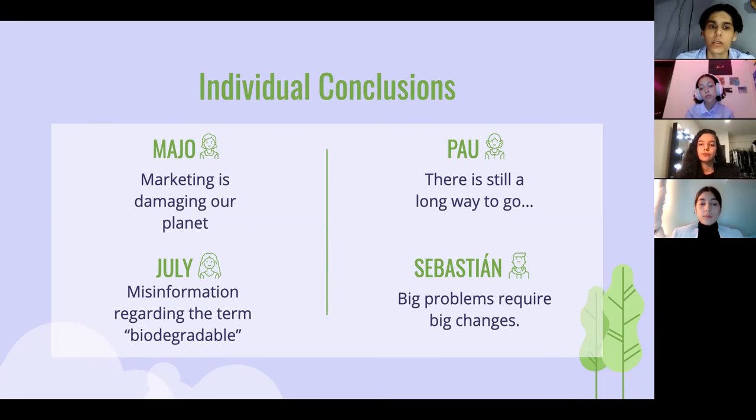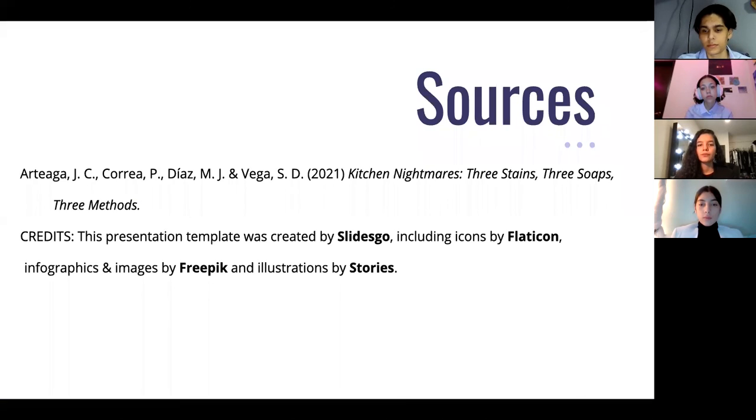The changes begin to be resolved by oneself, but the environmental problem we live in is already very big, and it's necessary that governments and important companies take this problem seriously if they want to solve it once and for all. These are the sources we used.